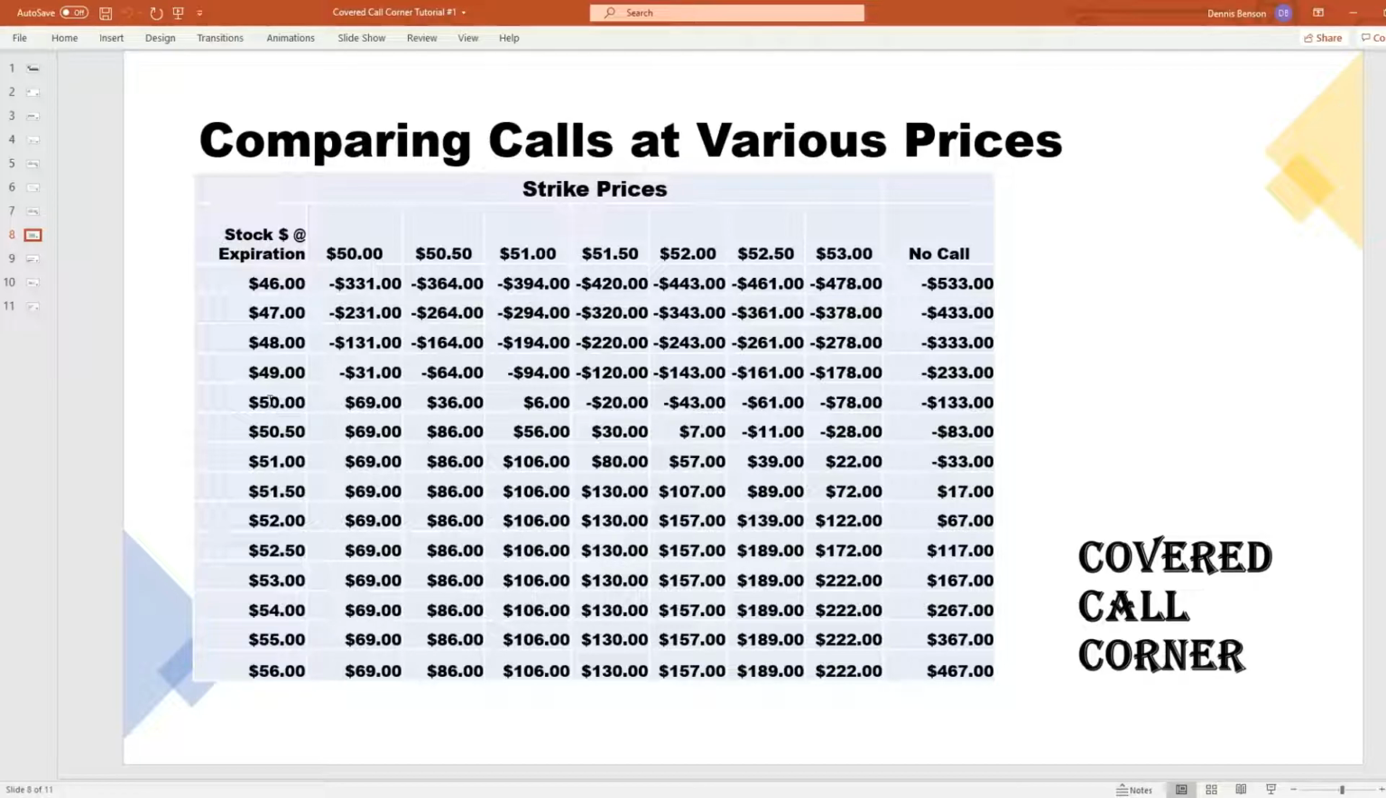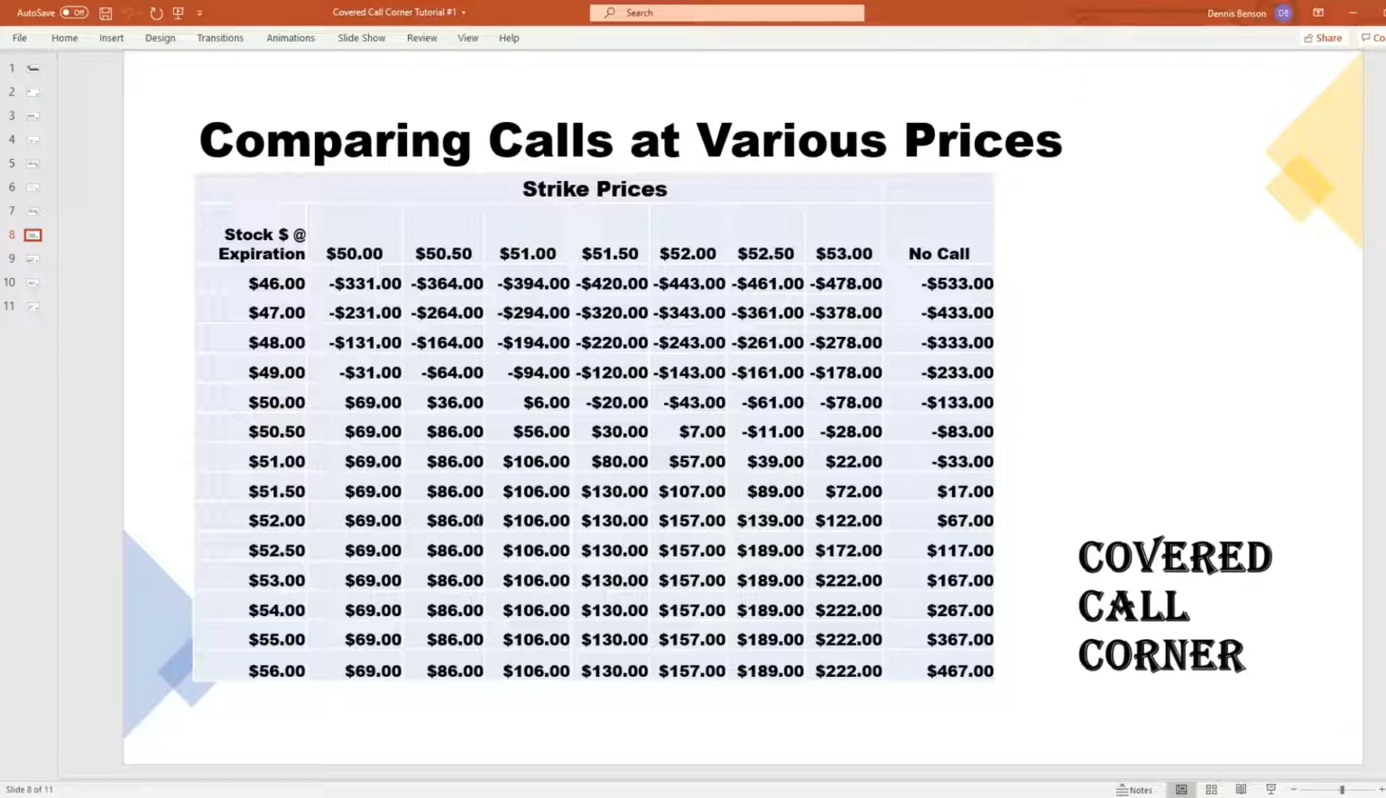But remember, at the $50 strike price, if it ended up at 51, not only would I pocket the $6 net, I'd have sold the stock at 50, but I'd still own the stock at 51. So in reality, I'm actually up even more than that. But at $50, I'd be up $6.